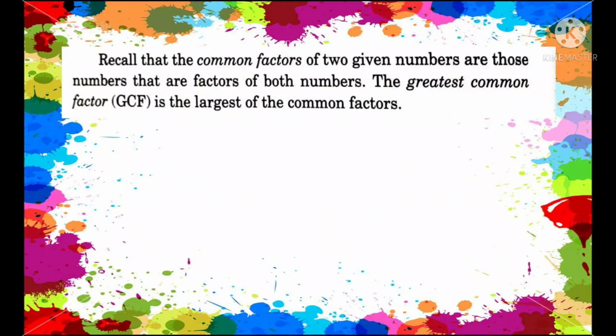Recall the common factors of the two given numbers are those numbers that are factors of both numbers. The greatest common factor is the largest of the common factors. Siyempre, pagka may kinukuhanan tayo ng greatest common factor, ibig sabihin, kinukuha natin yan sa dalawang numbers. Hindi naman natin masasabing may common pag sa isa lang, 'di ba? So, meron siyang numbers na kasama. 2 or more numbers na hahanapin natin ng common factors.